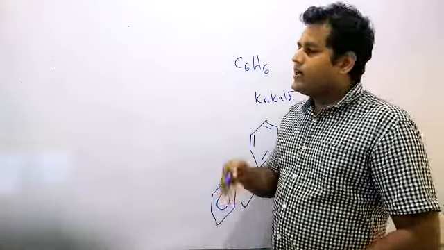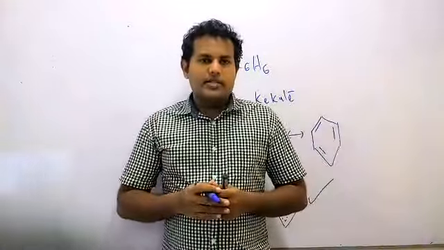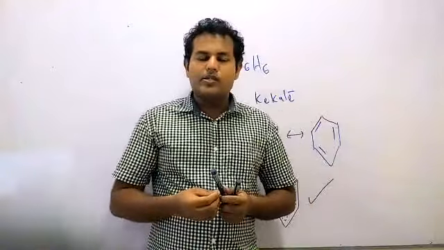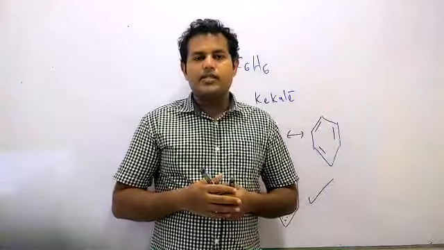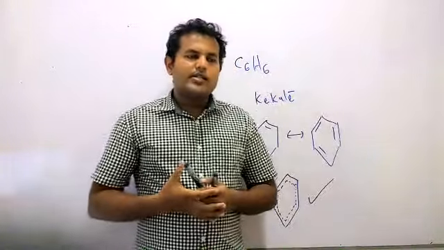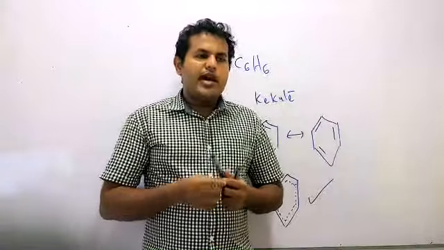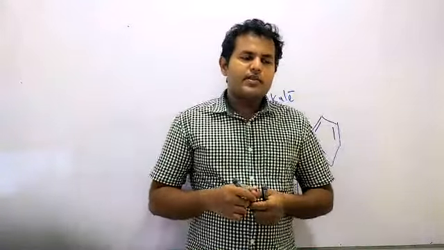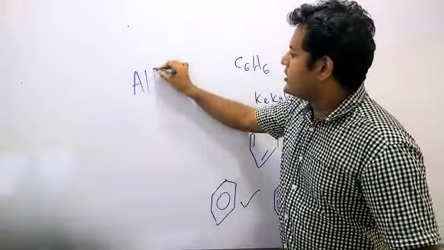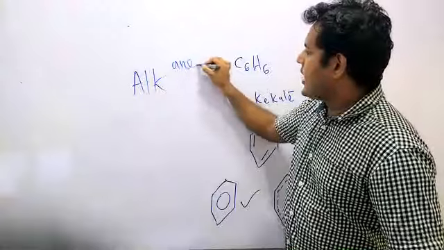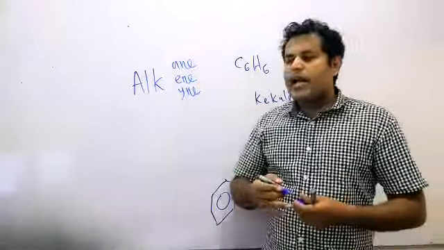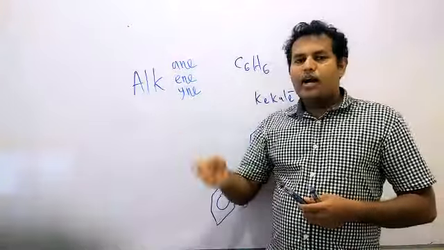Apart from that, I started the hydrocarbon session. That is called aliphatic hydrocarbons. Simply, aliphatic hydrocarbons means open chain hydrocarbons, I mean linear hydrocarbons. In open chain hydrocarbons, in linear hydrocarbons, we have 3 types. What are those? Alkanes, alkenes, and alkynes.